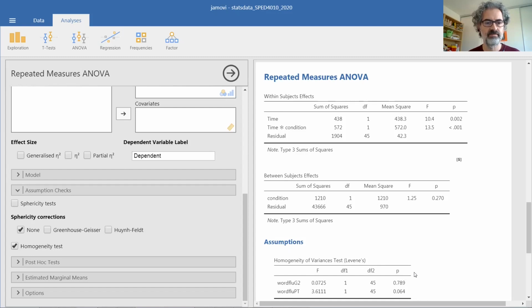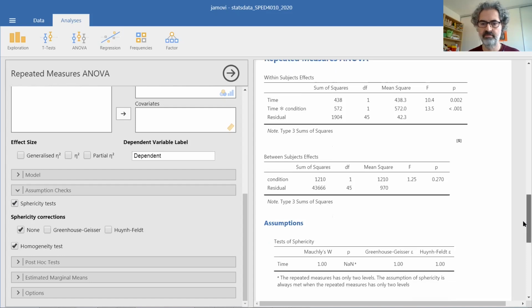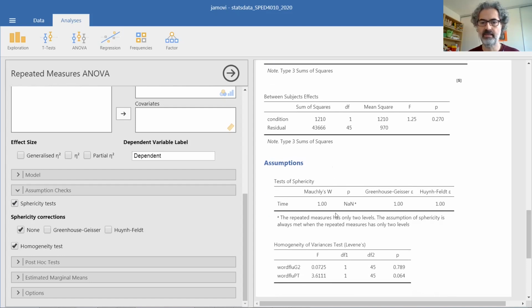We can proceed. And if I click on sphericity tests, I get nothing because of this reason that is stated here. The repeated measure is just before and after intervention. So in terms of repeated measures, I only have one difference, the difference after minus before. There aren't two differences that must have equal variances. So the sphericity test does not produce any interpretable output because there's nothing to be compared.